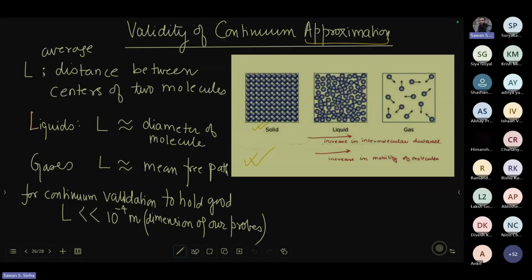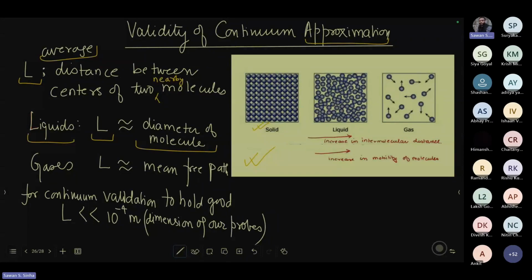Let me define a length L, which I am calling the distance between the centers of two neighboring, nearby molecules. And I'm saying it's an average distance. Of course, this distance keeps changing all the time. But if you take a time average and get a statistical estimate of the distance between the centers of two nearby molecules, it will turn out that in liquids, this L will be almost the same as the diameter of the molecules.